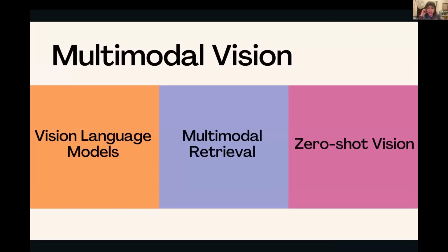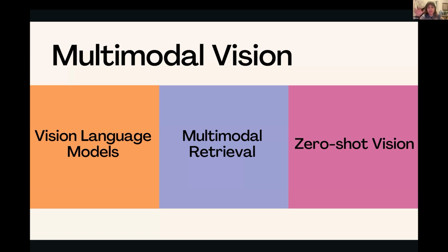I will be specifically focusing on multimodal vision because it's what I'm working on at Hugging Face. And there are three things. First one is vision language models. The second one also falls into vision language models, but when I say vision language model, it is actually a model that can have image and text, or image, video, and text input and text output. And multimodal retrieval is when you have image query and text query, and you can do image to text search or text to image search.